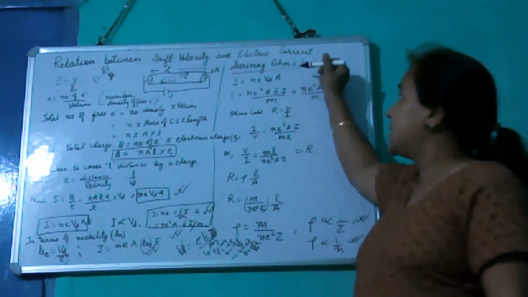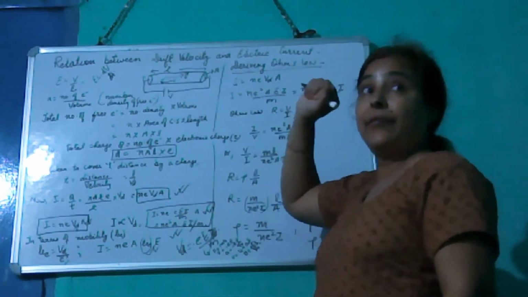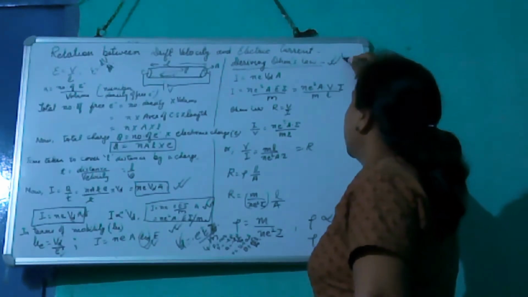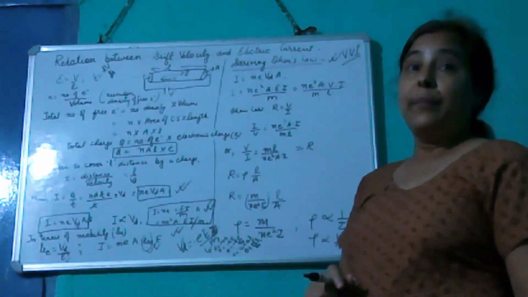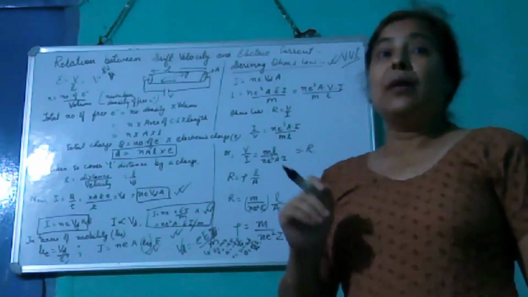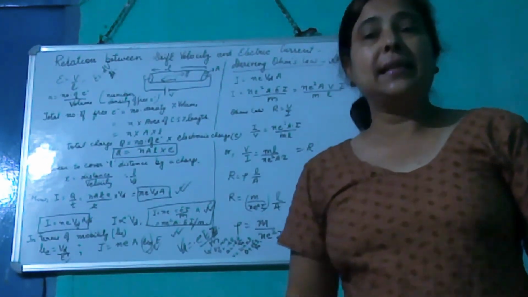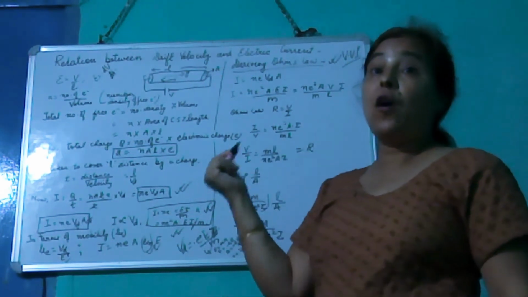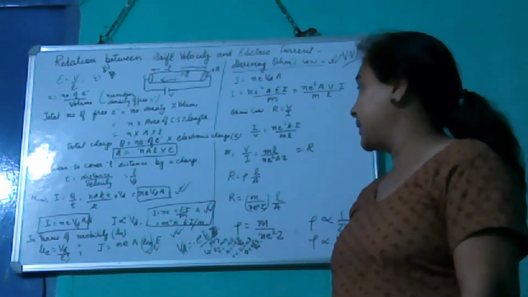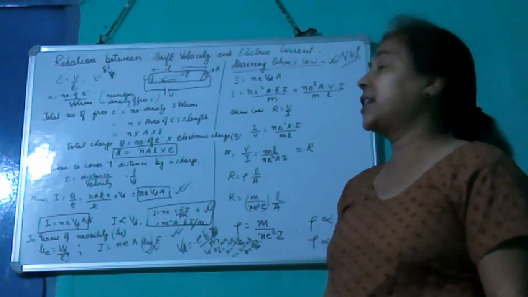Now the next topic is again very important: how to derive Ohm's law. Because questions don't ask you what Ohm's law is. That was up to 10th standard. Now in 12th standard we have the derivation of Ohm's law in terms of drift velocity and in terms of relaxation time.